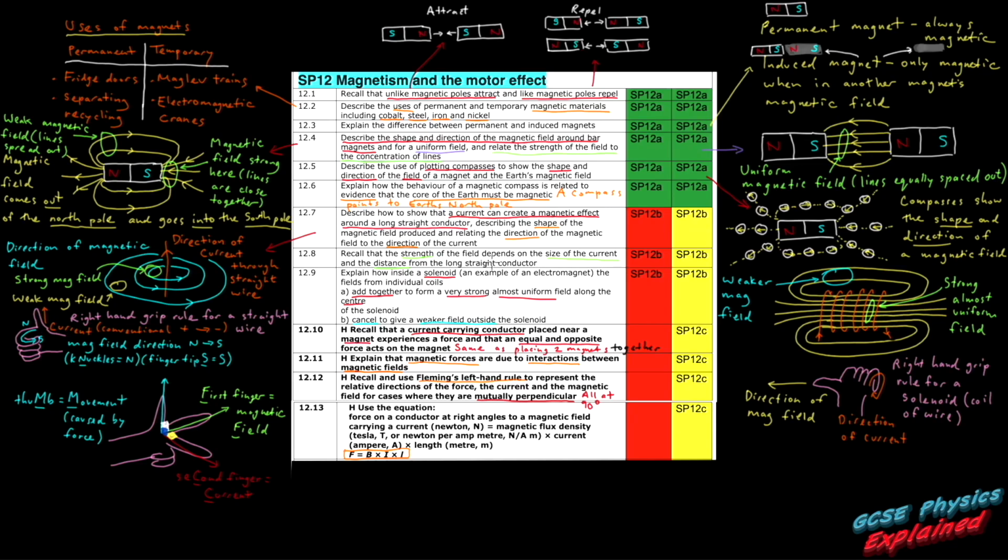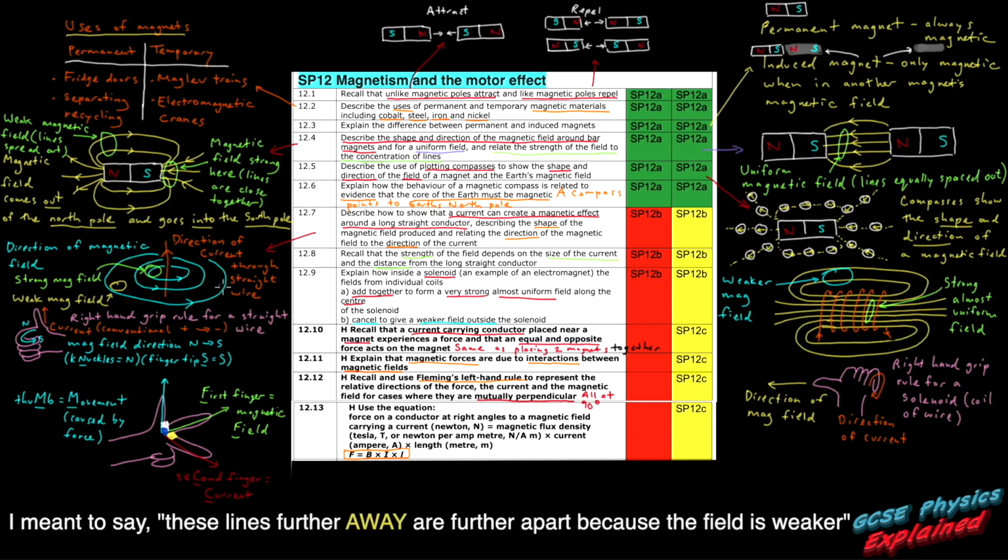Recall that the strength of the field depends on the size of the current and the distance from the long straight conductor. If you increase the size of the current, that'll make it a stronger magnetic field. And if you are closer to the wire, you'll have a stronger magnetic field. So a strong magnetic field next to the wire and a weak magnetic field as you move further away from the wire. You can see these lines here are close together, but these lines are further apart. We always use the lines to represent the strength of magnetic and electric fields.